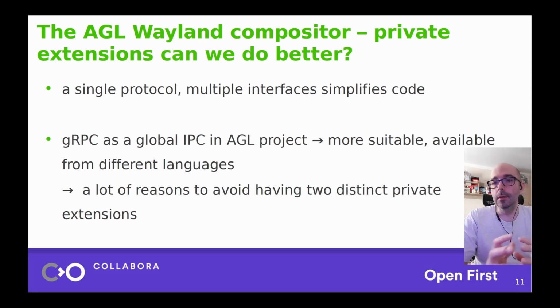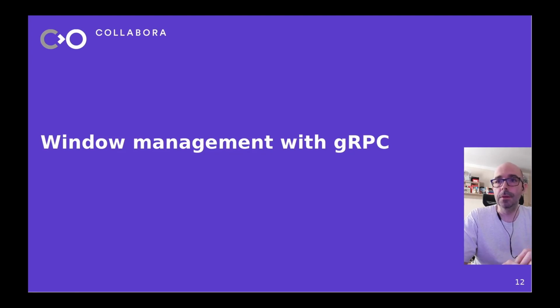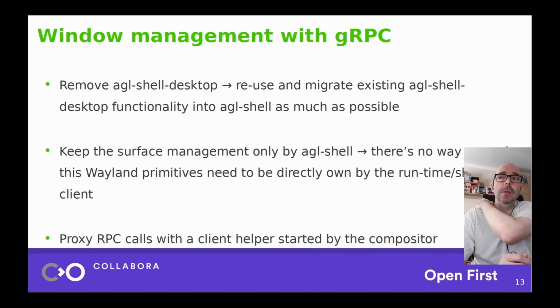And now we go straight into doing window management with gRPC. So the first thing would be to migrate and reuse any functionality that I've been adding into the second extension, and bring it or add it into the main one. We also need to maintain that surface management by the AGL shell. I mean, there is no way around that. You cannot have two clients manage the same Wayland surface.